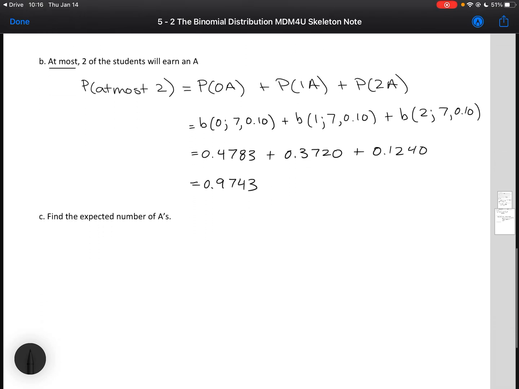The last one here is asking us to find the expected number of A's, and in a binomial distribution, our expected value is n, our number of trials, times the probability of success. So our expected number of A's is our n, number of students, times our probability of success, which is going to give us 0.7. It's okay that this is not an actually obtainable value. It just tells us approximately where our expected value is going to lie.